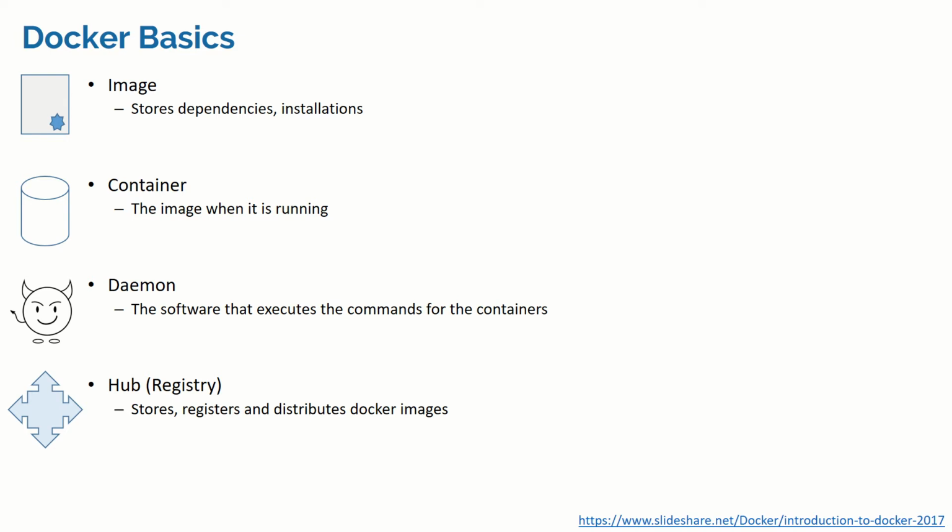The first is the image. An image will be your dependencies, your installations. For example, you have the Nginx image, you may have the WordPress image, the MySQL image. So the image contains all the installations that you may require, and also other dependencies that are there.